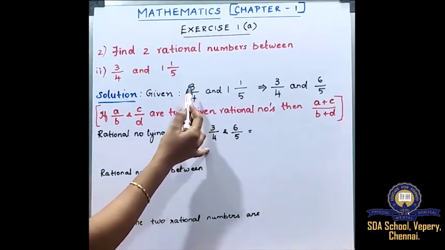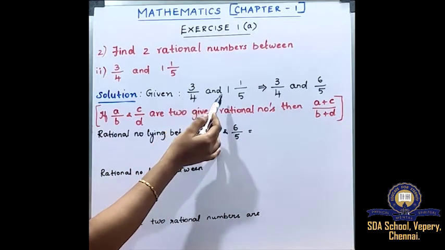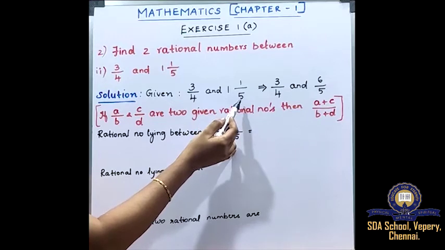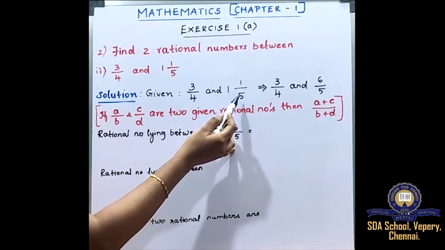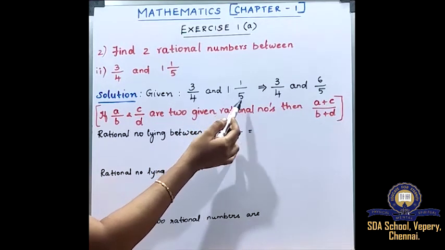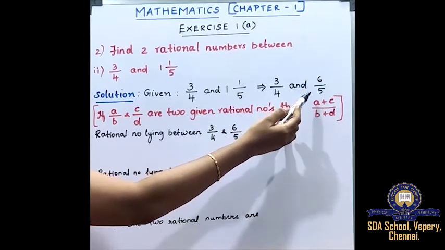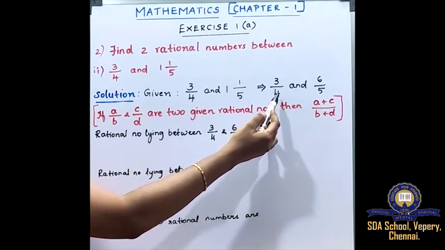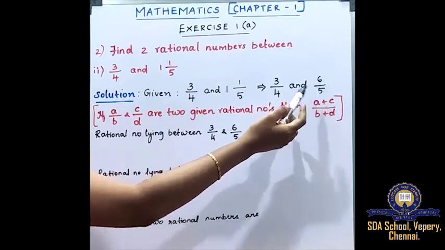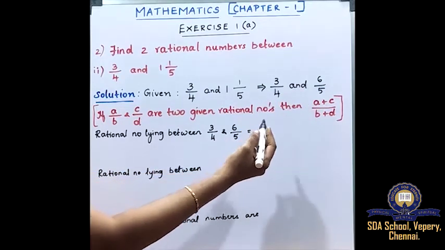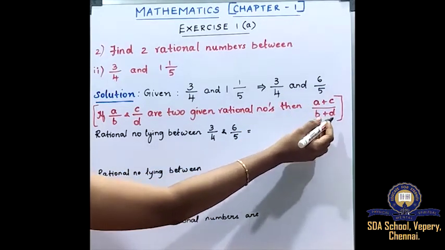Okay. So now, if you look at this term, 3 by 4 and 1 into 1 by 5, the second term is in mixed fraction, right? So when you convert this to improper fraction, we will get 6 by 5. So now we are going to find out a rational number lying between 3 by 4 and 6 by 5. So when you substitute in the formula, what will you get? A plus C by B plus D, right?